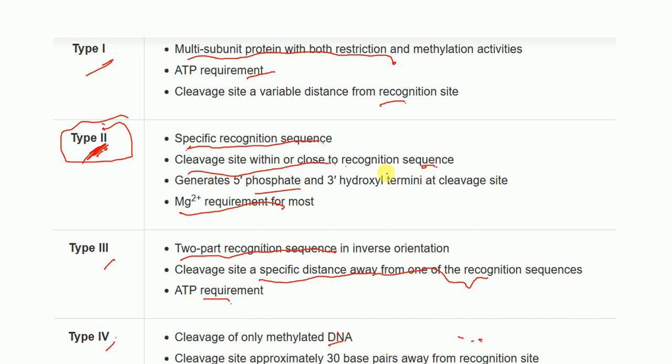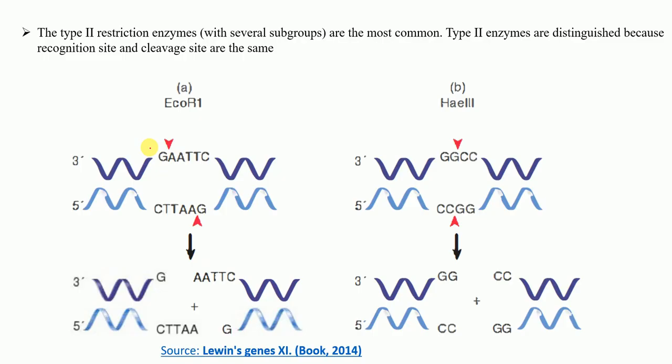Okay. So out of these different types of restriction endonucleases, as I said earlier, the most commonly used restriction endonucleases are type 2 restriction endonucleases, or simply restriction enzymes. And now moving to the next point, guys. So how do these restriction enzymes function? Let's take an example of one restriction enzyme called EcoR1.